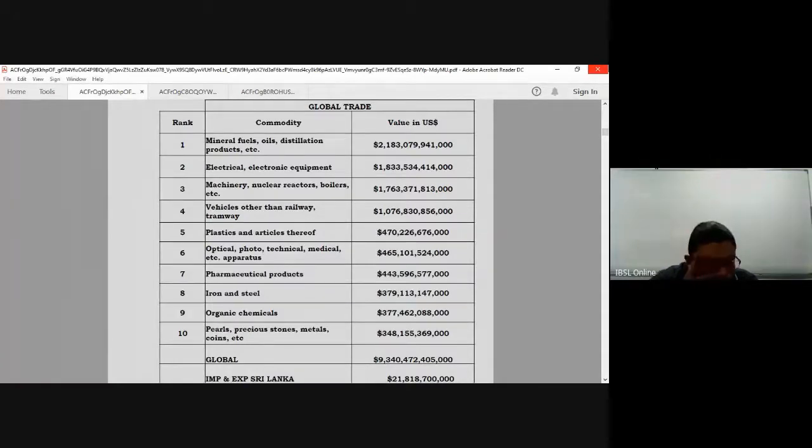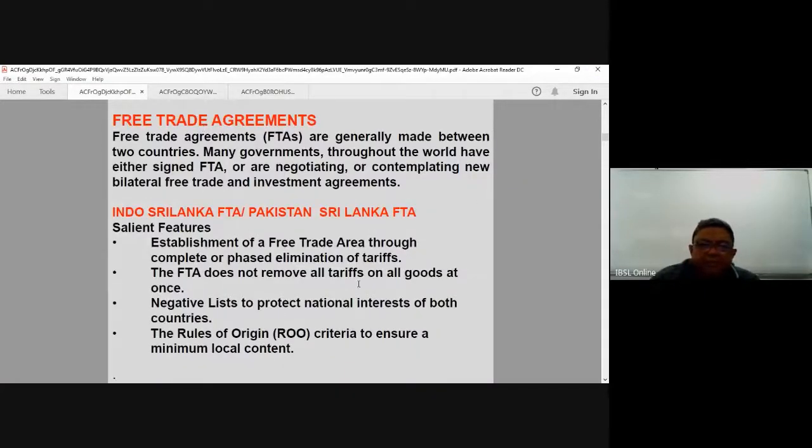Now we showed $9 trillion. 9 trillion, just imagine, right? And we only have 21 billion, that year that I took. Sorry, I've got to show you that here. Free trade, here rules of origin, I said here, negative list, okay? Complete removal of all tariffs on all goods. These are the main features. This is sufficient for you to understand. On free trade, you all know what the rules of origin are here. Ensure minimum, right?